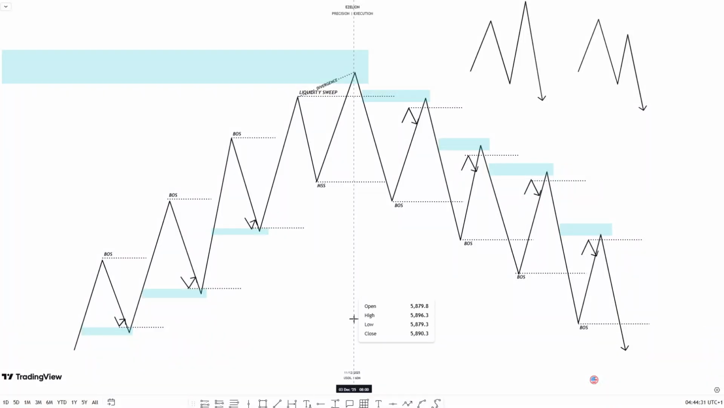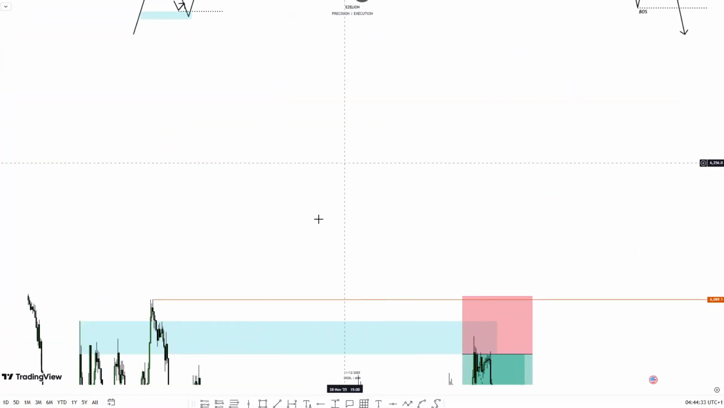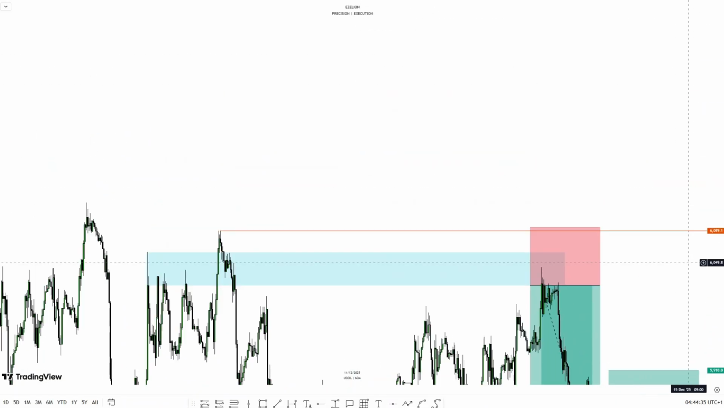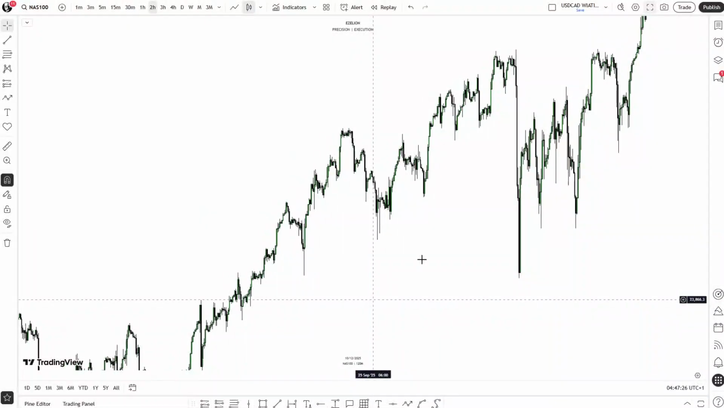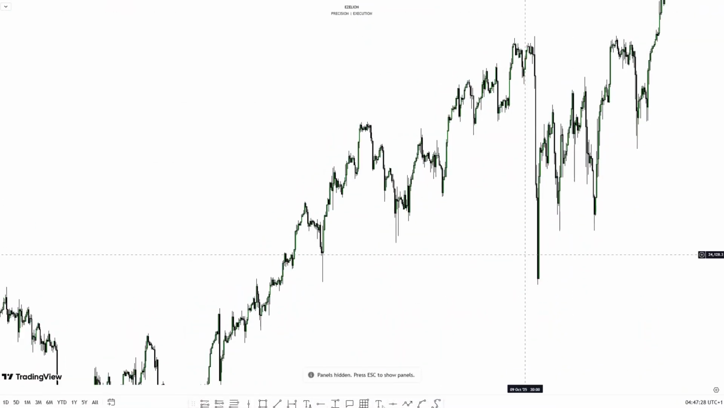All right, so let me give you guys live examples of this occurring now. So, what do we have here now? All right, so let's start from here to read this market structure. What do we have here?